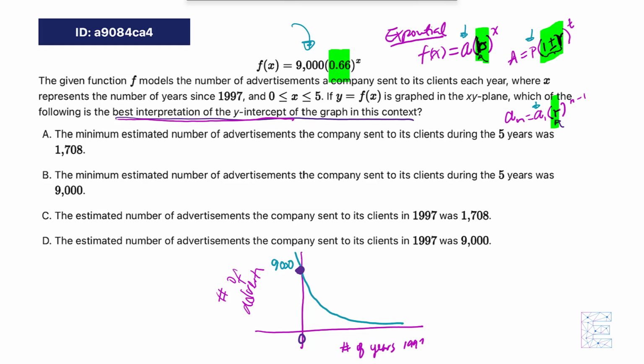So with that said, which of these answers makes sense? If you've said D, that makes the most sense. 9,000 was the number of advertisements the company sent to its clients in 1997. This is 1997, year 0, before we started counting. So D would be the correct answer.